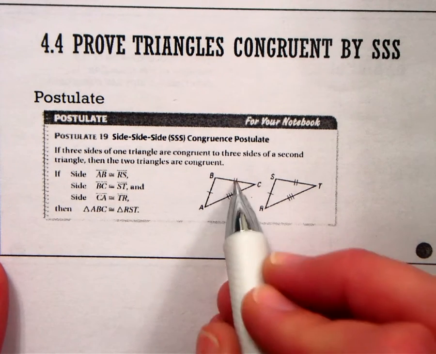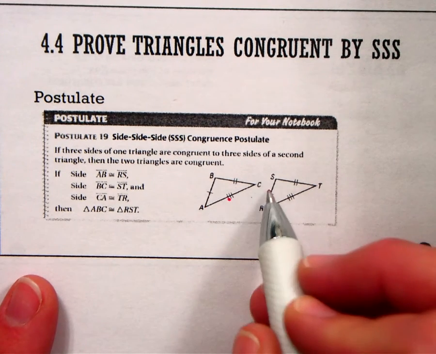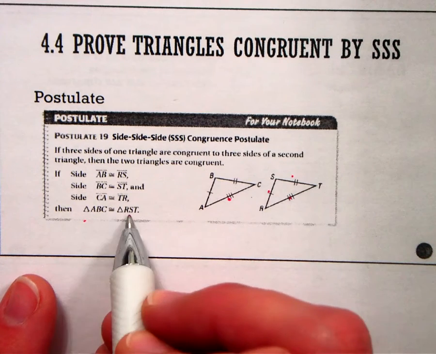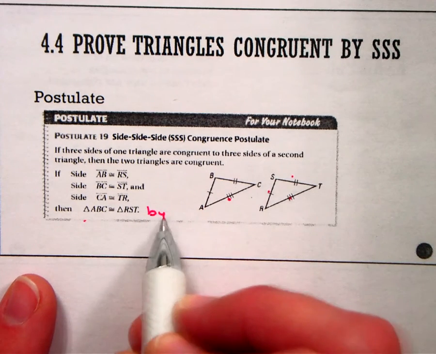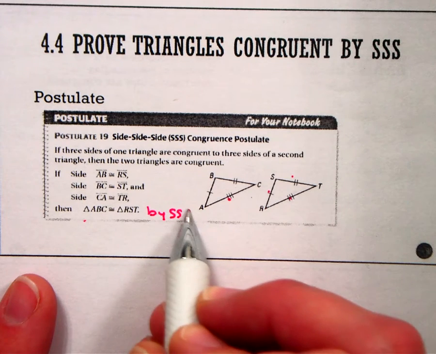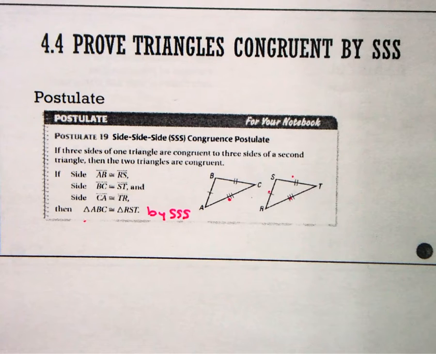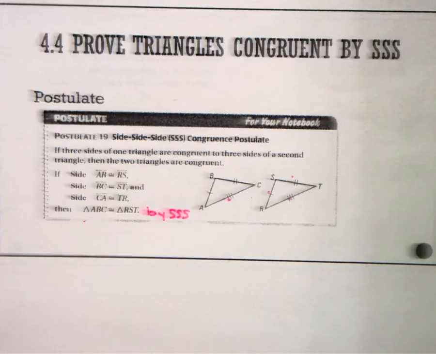So if the 3 sides of this triangle are congruent to the 3 sides of this triangle, then I can say that the triangles are congruent to each other by side, side, side. Okay? We're going to practice that by just looking at some pictures and see if the triangles are congruent by side, side, side.